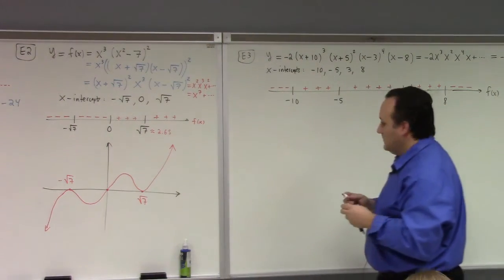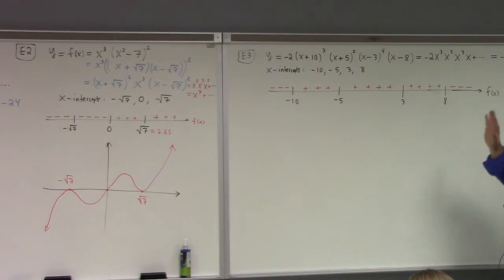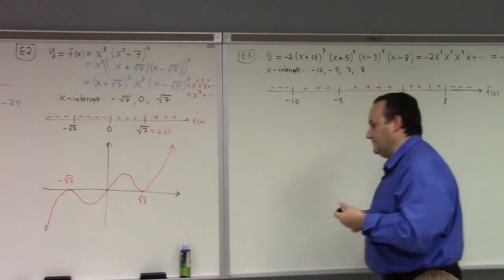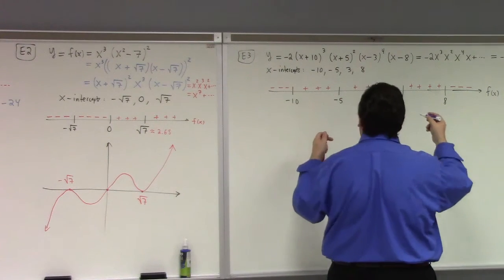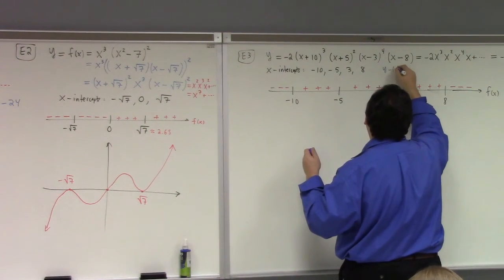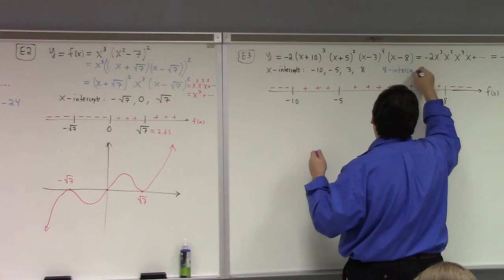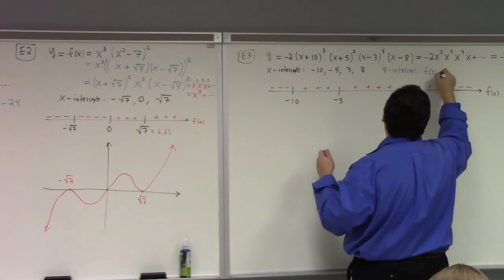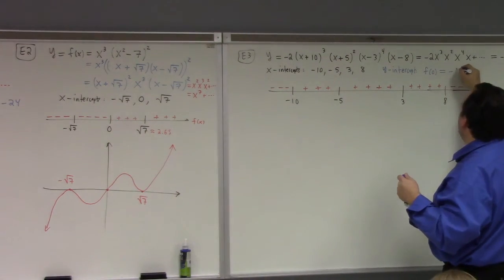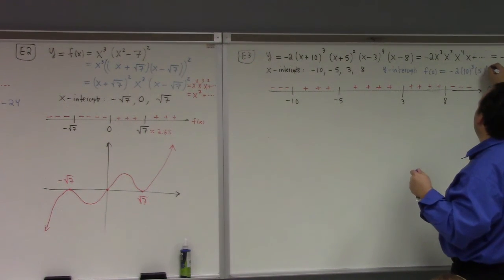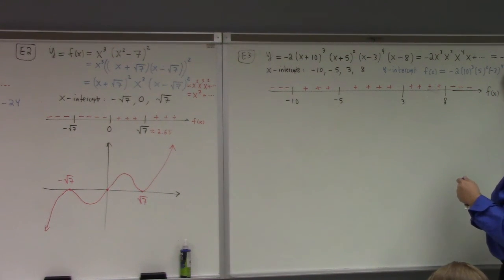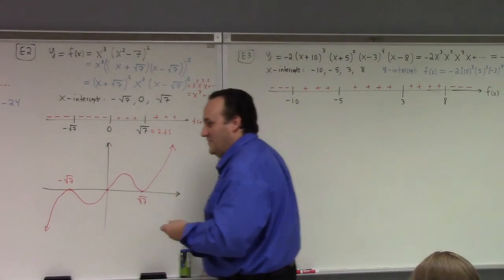All right? Let's double check our work. Let's check one of the middle cases in this one. All right? I think that's probably a good practice for you guys. Double check your sign chart somewhere. In this case, I'm going to check the Y-intercept. That would be f of 0. What is f of 0 here? It's minus 2 times 10 cubed. Whoa, it's big. Times 5 squared times minus 3 to the 4th power. I think I'm going to need my calculator. Times minus 8. So whatever that is, that will be my Y-intercept.